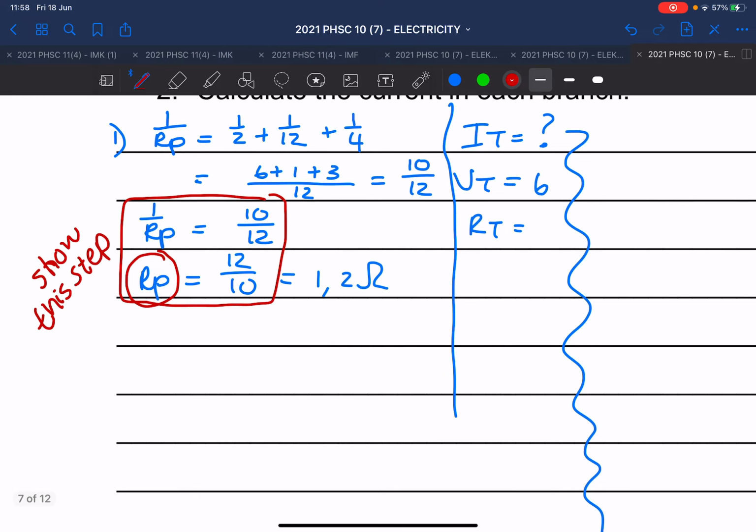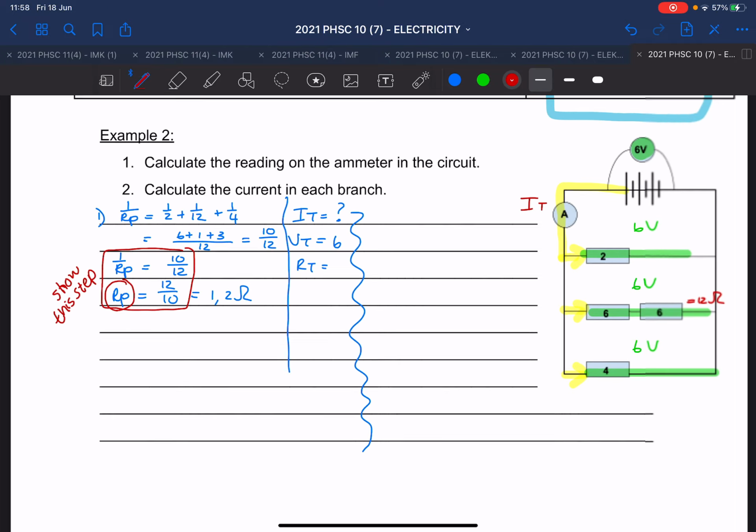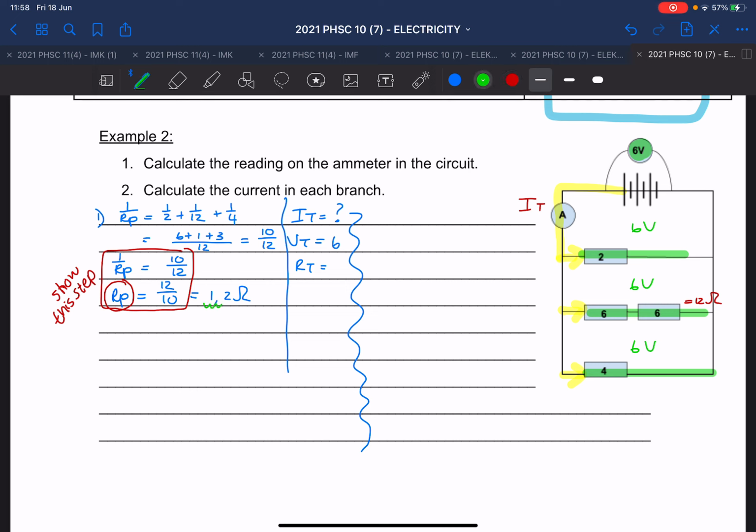Then the next thing, how do you know that you did it correctly? How do you know that this answer is correct? That 1.2 must always be smaller than your smallest one in parallel. So is 1.2 smaller than 2? Yes, it is. So that is how you know you're more or less on the correct path. Okay. So our total resistance is 1.2.